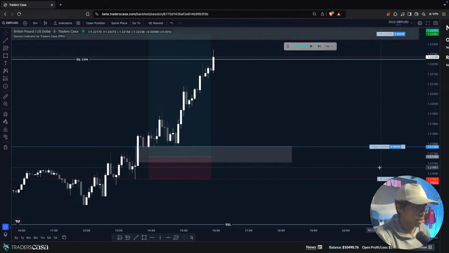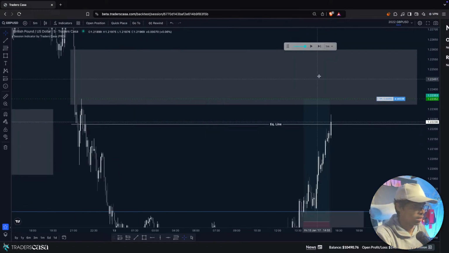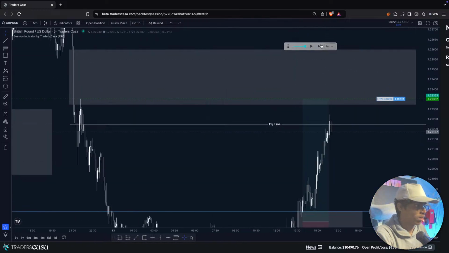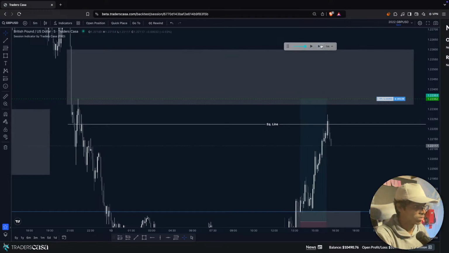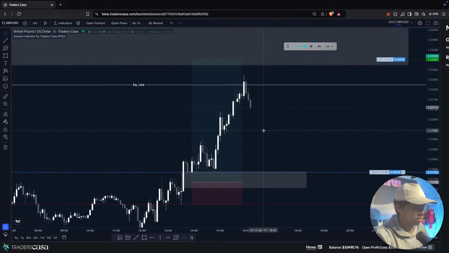Okay. I want it to go higher. Go into that fair value gap. Okay, it's going to show some kind of return. Is it a serious return? Okay, some fair value gap is there. It can return.